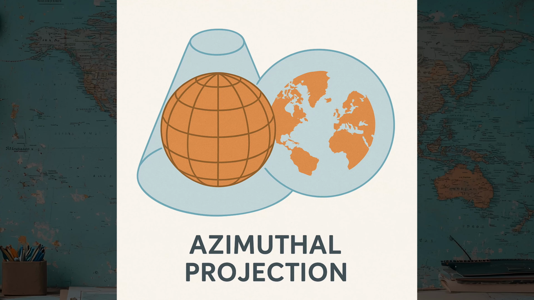Finally, the azimuthal projection. In this picture, a flat plane touches the globe along one point, here the North Pole. The Earth's grid projects downward, creating a circular map. Latitude lines form concentric circles, longitude lines radiate outward. This type of projection preserves direction and distance best from the center point outward. That's why it's often used for polar maps, airline route maps, or when you need to show direction from a single place.